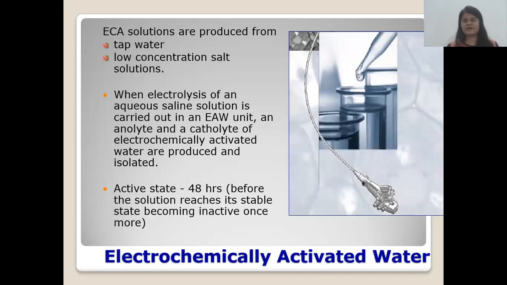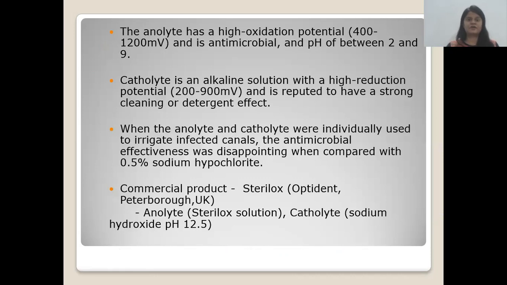The next one is electrochemically activated water (ECA), which is produced from either tap water or a low concentration salt solution. When electrolysis of the aqueous solution is carried out in an electrochemical activation unit, an anolyte and a catholyte of the electrochemically activated water are produced and isolated. Its active state is available for 48 hours before the solution reaches a stable state, becoming inactive. The anolyte has high oxidation potential and antimicrobial effect and a pH of 2 to 9. The catholyte is alkaline in nature with high reduction potential and is reputed to have a strong cleaning or detergent effect.